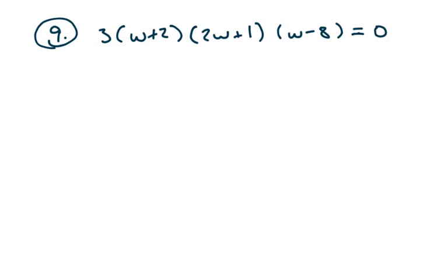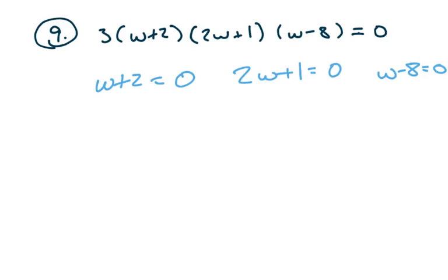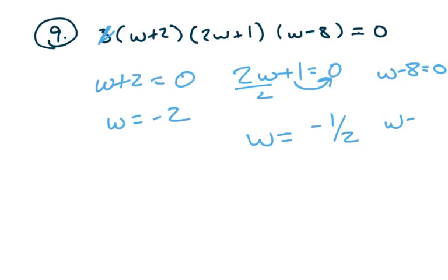So, pause the video. Shouldn't take you more than about 20 seconds to solve this problem. Give it a shot. And hopefully you've done that and realized the only thing you really care about saying is w plus 2 equals 0, 2w plus 1 equals 0, and w minus 8 equals 0. We don't really care about the 3 because if we divide by 3, it just goes away. So all we have to say here is w is equal to negative 2. We're going to subtract 1, then divide by 2. So this is going to be negative 1/2. Hopefully that makes sense. And add 8 and get w is equal to 8.